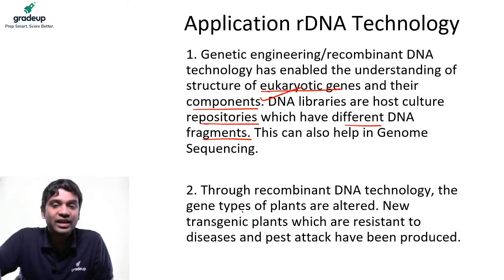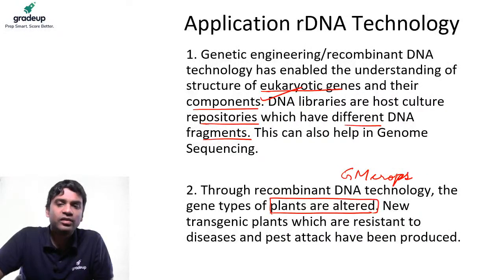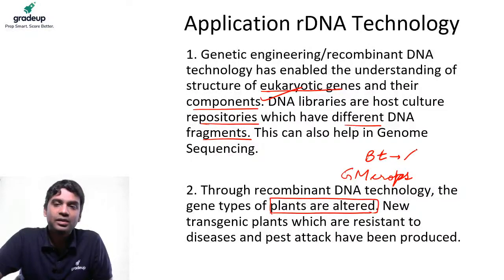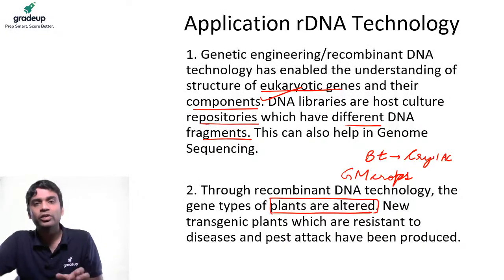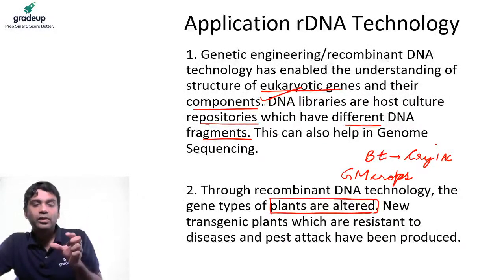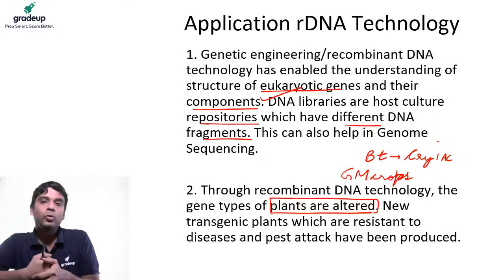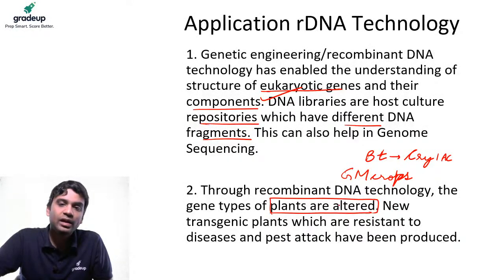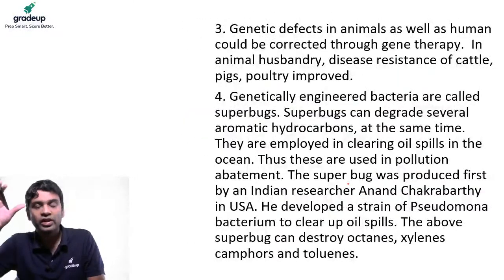Then also the gene types of plants are altered, like genetically modified crops. What are GM crops? They are this only. You take the Bacillus thuringiensis gene; in BT brinjal you take the Cry-A1C gene from Bacillus thuringiensis bacteria. The Cry-A1C gene is added to the cotton so that there is more pest resistance, increased resistance to drought, tolerance to herbicide, better productivity and so on and so forth. Okay, that is also genetic engineering, used in agriculture.